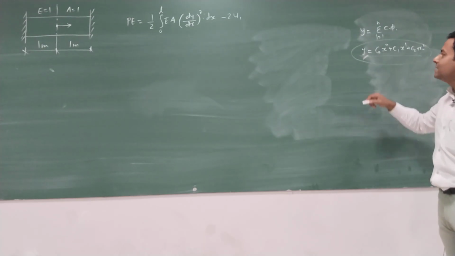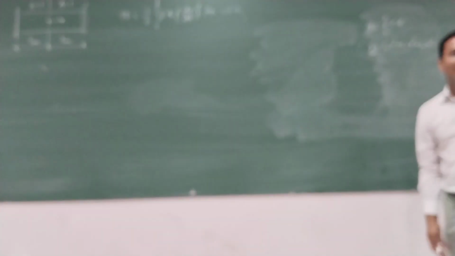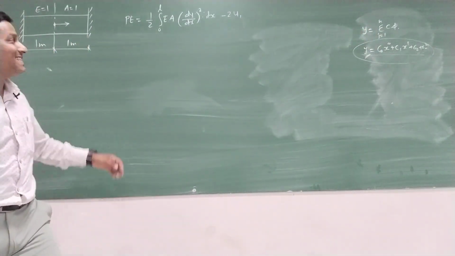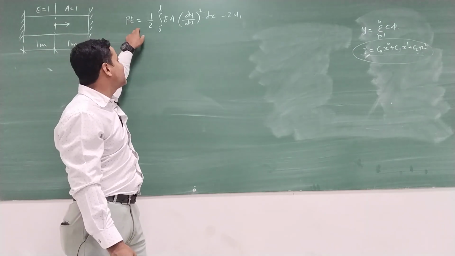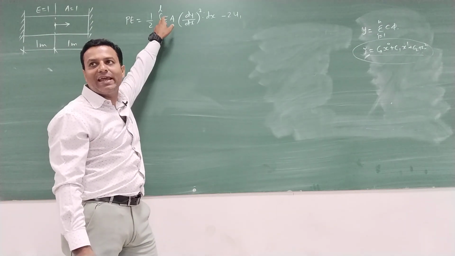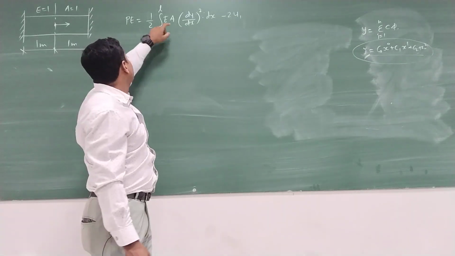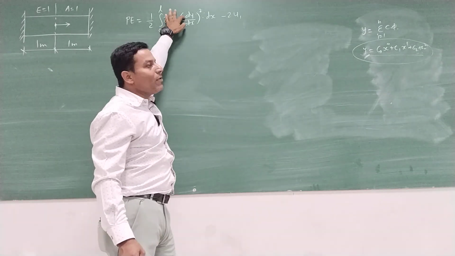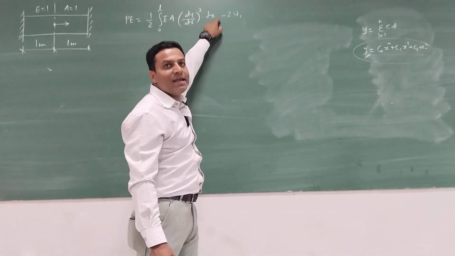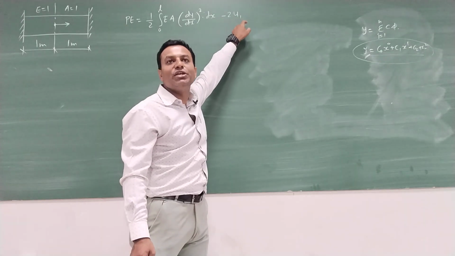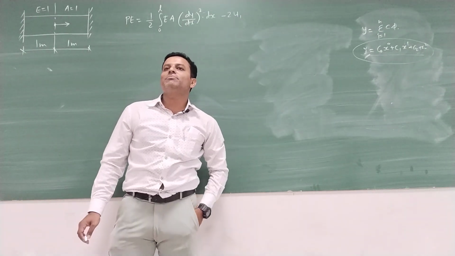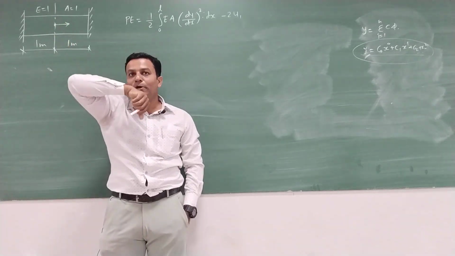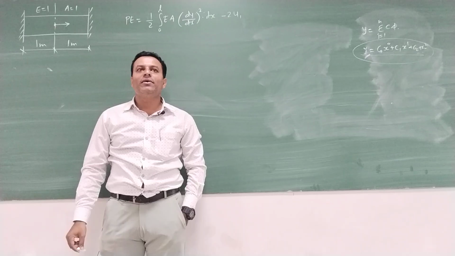This y is nothing but the displacement. In this potential energy approach used for this numerical, the potential energy is EA, E is the modulus of elasticity and A is the cross sectional area. The values of E and A are given, it is 1 and 1. Then (dy by dx) raised to 2 into dx minus 2u1. This u1 means the displacement at point 1.